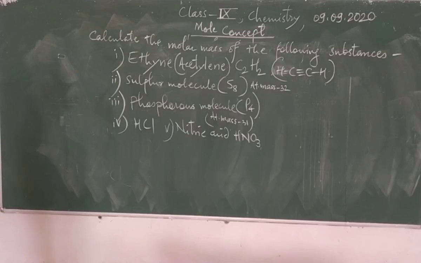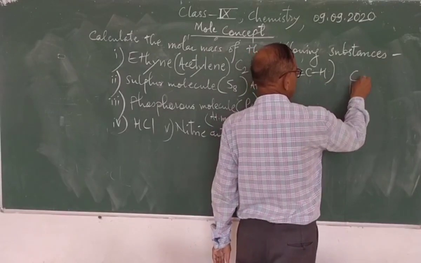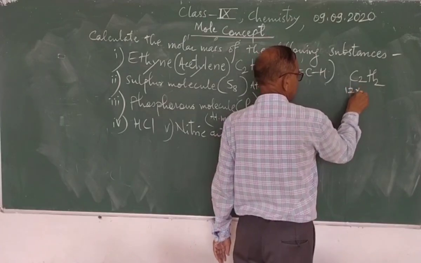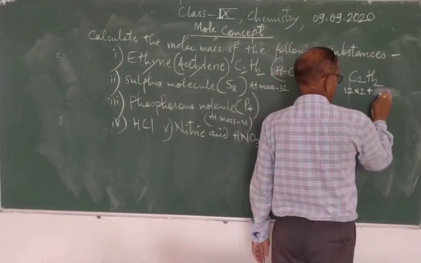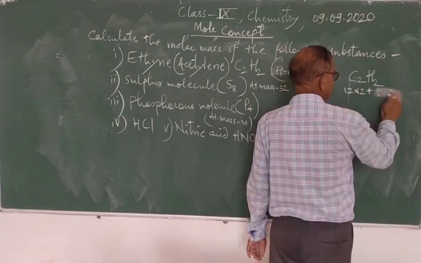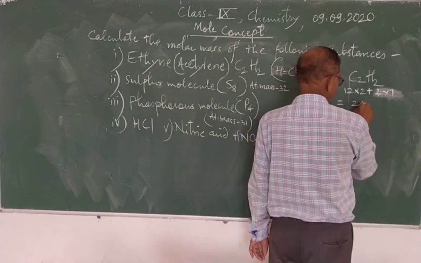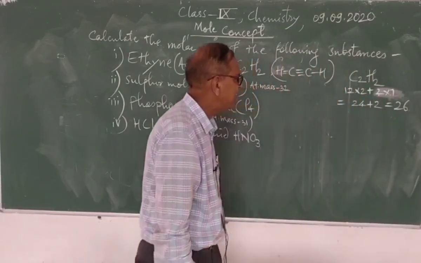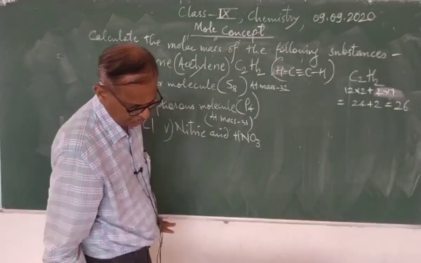So calculate the molar mass of the following. Acetylene. Now see molar mass. You know atomic mass of carbon is 12. So 12 multiplied by 2 plus 2 hydrogen atoms into 1, so it is equal to 24 plus 2 is equal to 26. So molar mass of acetylene is 26.